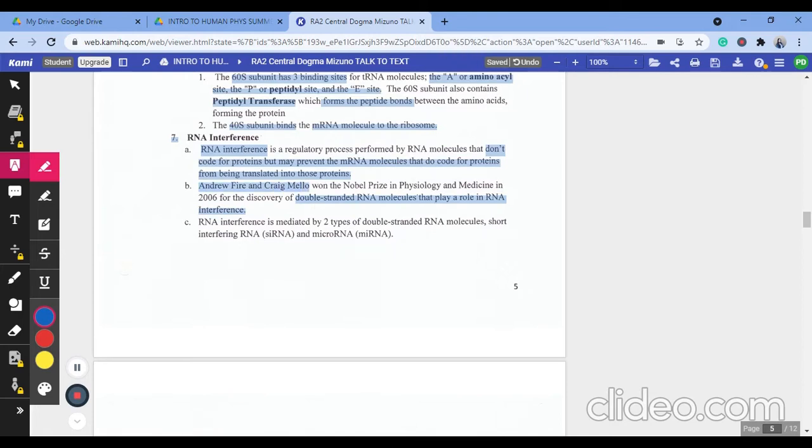So RNA interference is mediated by two types of double-stranded RNA molecules: short interfering RNA, or siRNA, and the microRNA, or miRNA.